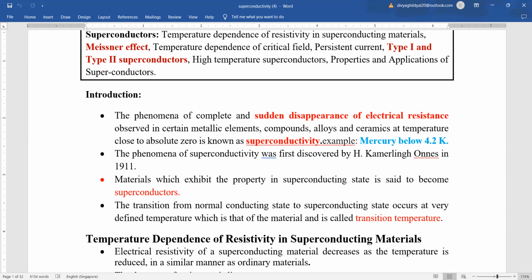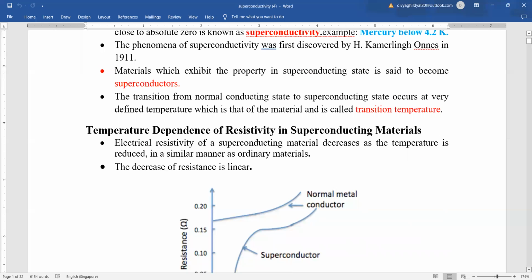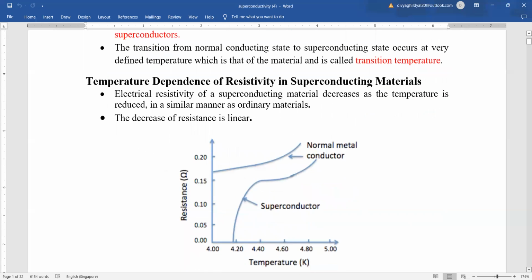Materials which exhibit this property of the superconducting state are said to be superconductors, and the temperature at which this transition from the normal conducting state to the superconducting state occurs is known as the transition temperature or the critical temperature. So what is the temperature dependence of resistivity in superconducting materials?